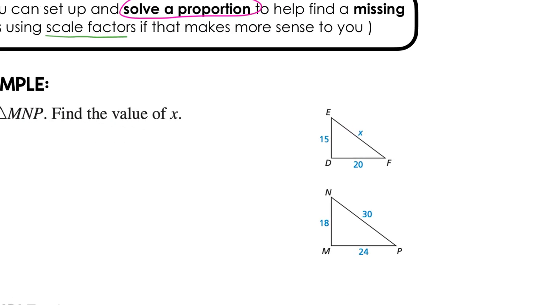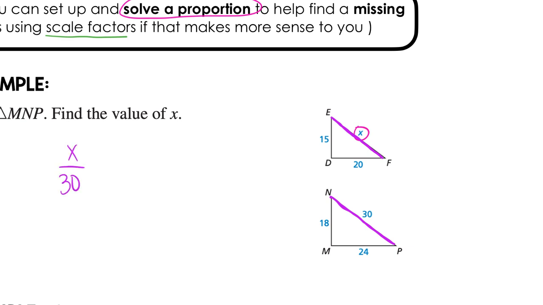They want you to find the letter X. Now, again, one thing you could do is just figure out that scale factor and then use the scale factor to figure out what X would have to be. But I'm going to set up a proportion to solve this. So you just take the side you're trying to find, which is X, and you identify the side that it corresponds to. It corresponds to the 30 over here. So I'm going to say X over 30.